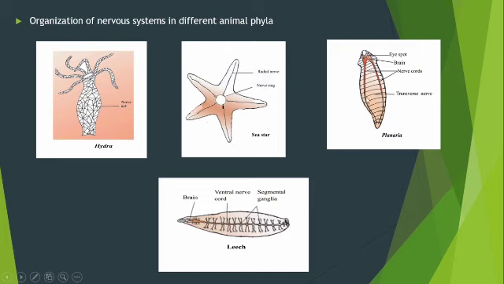There are two nerve cords, and their anterior region is enlarged to form the brain, and also they have eye spots which act as photoreceptors, and transverse nerves are also there. And here you will see the leech. It belongs to phylum Annelida. There's the brain, ventral nerve cord, and the segmental ganglia.